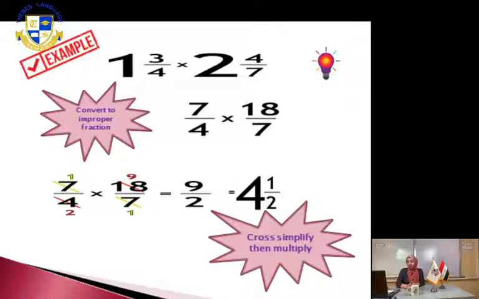Can we use the butterfly method? Let's see. We have here 18 and 4. The two numbers here are divisible by 2. Why? Because they are even numbers. 4 divided by 2 equals 2. 18 divided by 2 will be 9. And here we have 7 and 7. Of course, they are divisible by themselves. 7 divided by 7 will be 1. 7 divided by 7 will be 1.